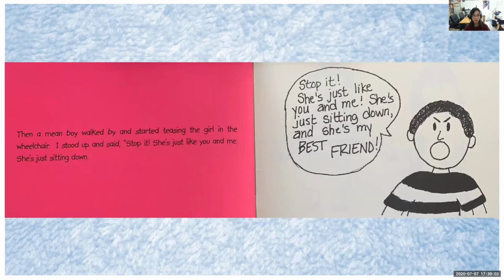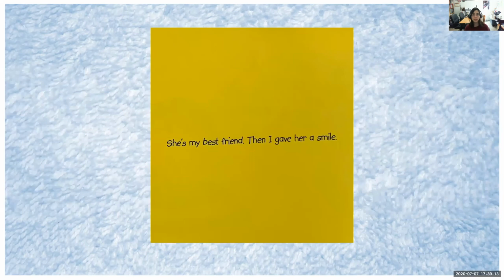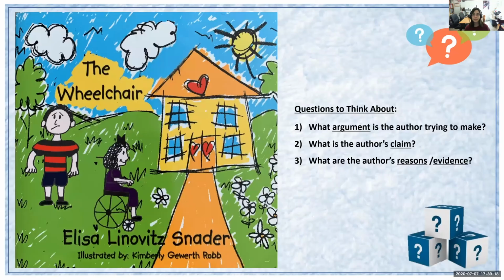Then a mean boy walked by and started teasing the girl in the wheelchair. I stood up and said, "Stop it. She's just like you and me. She's just sitting down. She's my best friend." Then I gave her a smile.